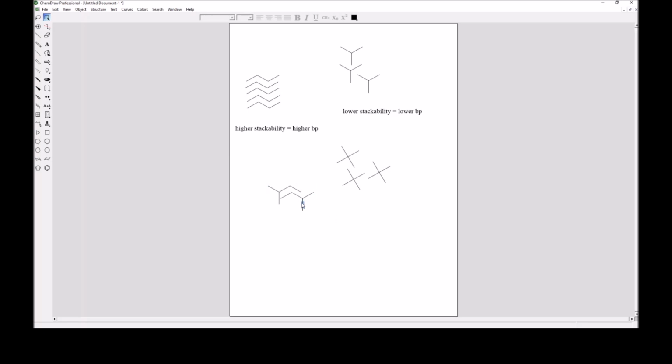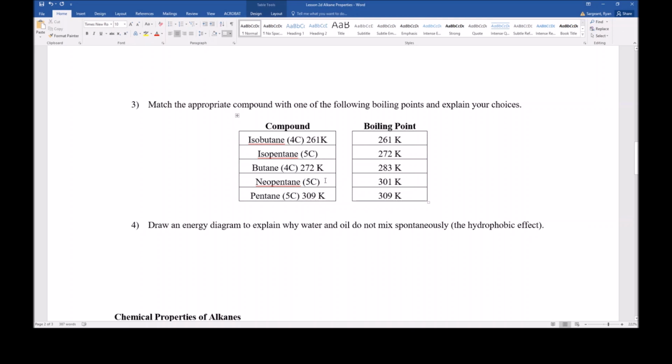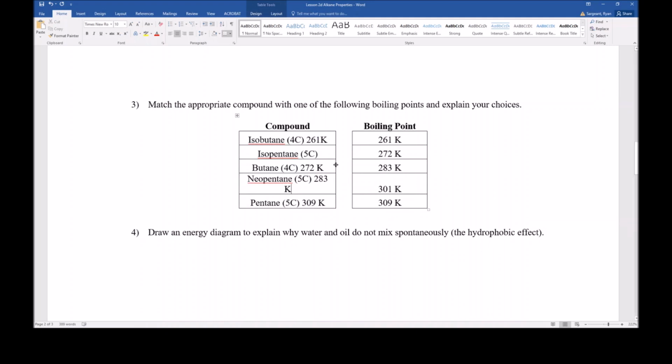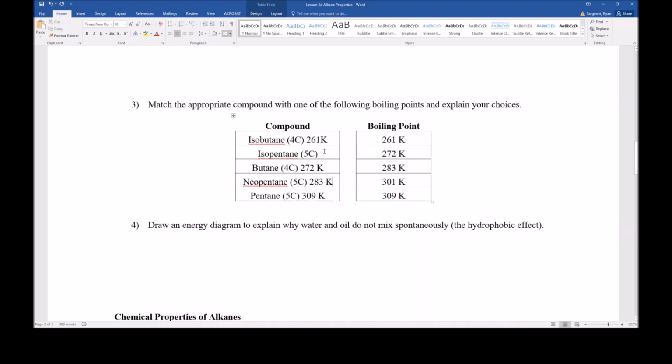It just has 1 branch. The neopentane has 2 branches. The 2 branches are going to disrupt the ability of the molecules to form strong dispersion force interactions, and so that means it's easier to break them apart, they're less stackable, and they'll have the lowest boiling point. The neopentane does not have enough branches to lower its boiling point down into the range of 4 carbon groups, but it gets pretty close. So it's going to have the 283 Kelvin. And then what do we have left? The isopentane is going to have the 301 Kelvin.